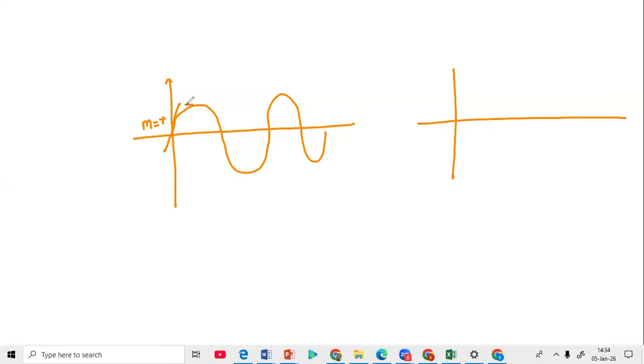However, when you have a flat line, it means that the gradient is 0. The gradient is given by the change in y over the change in x. But since here it is a flat line, y is not changing, so it is only x that is changing. That means 0 over x, which will give you 0.